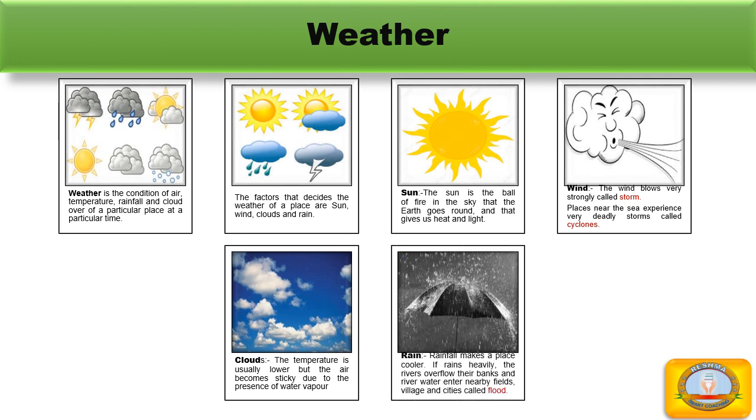Next factor, rain. After the hot summer months, we welcome the rains. Rainfall makes a place cooler. Farmers also want rain so that the crops can get enough water. But too much rain can also become dangerous. It becomes difficult for vehicles to move in waterlogged roads. If it rains heavily, the rivers overflow their banks and river water enters fields, villages and cities. This is called flood. Flood causes huge loss of life, crops and houses.